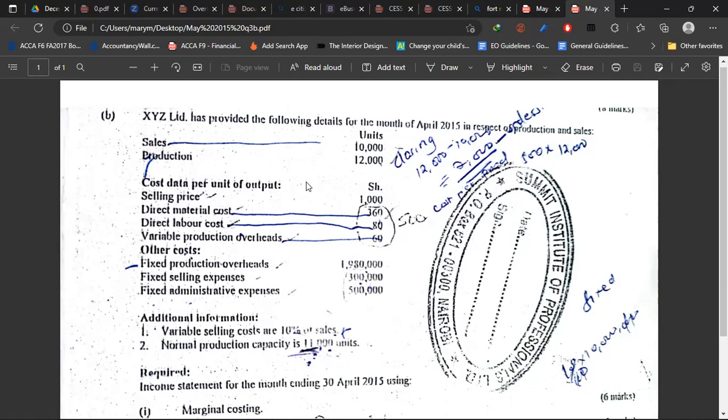There is another question we shall do where the examiner has not given the normal production capacity. When the normal production capacity is not given, you are not going to be doing over and under absorption of the overheads. Don't say that the question is wrong. When you check the question, when you are doing the product cost under marginal costing as per requirement part 1, we cannot factor in the fixed production overhead. So what are we supposed to be doing? Let's go back to my board and see it.